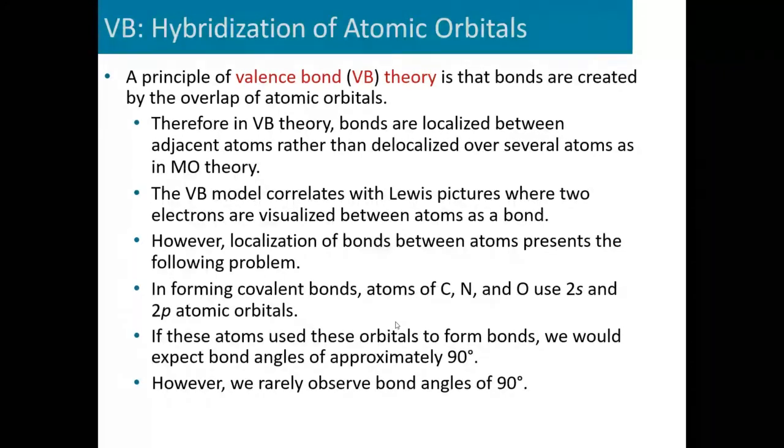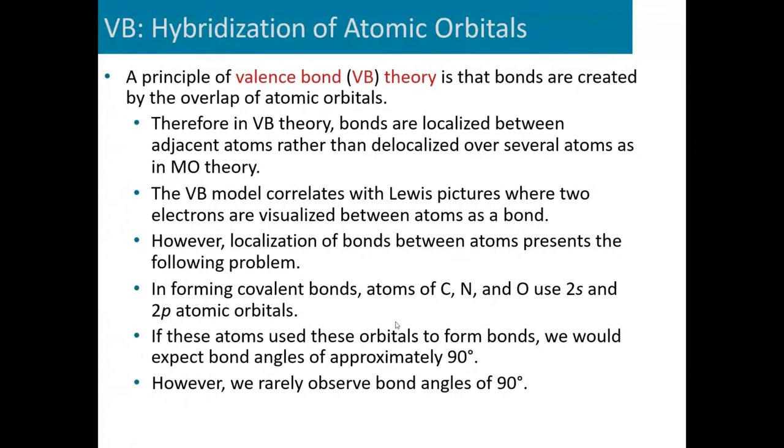When you use the valence bond theory, you basically assume that drawing a line between two different atoms indicates a bond, two electrons that are now shared together. But there is one problem with this theory. This theory assumes that only p and s orbitals interact with each other.